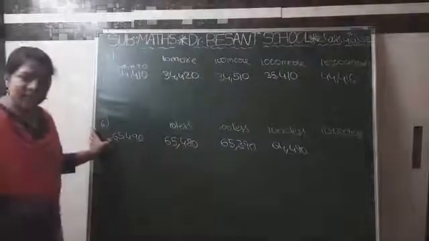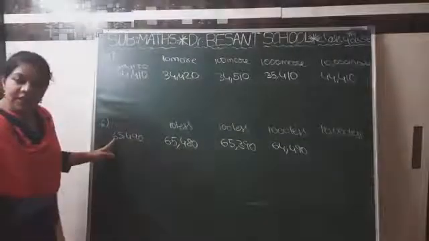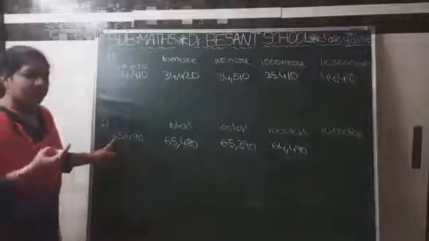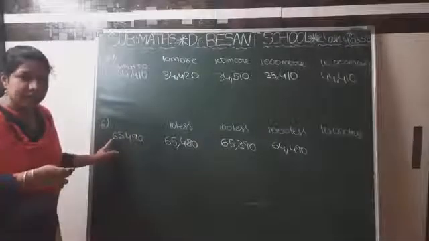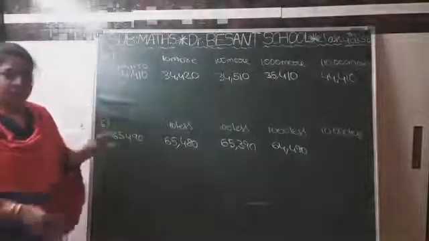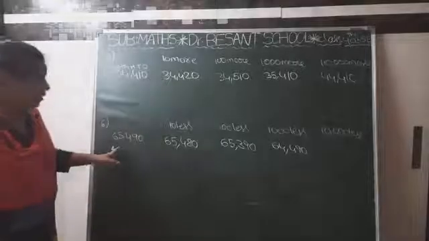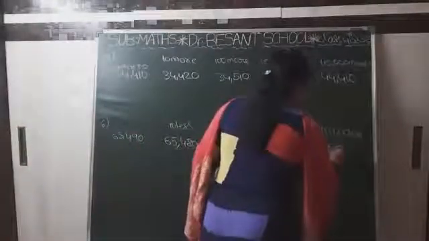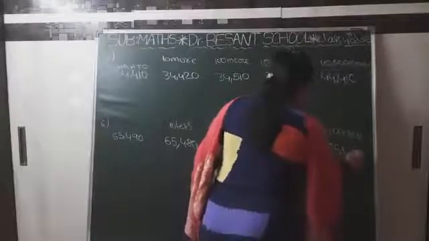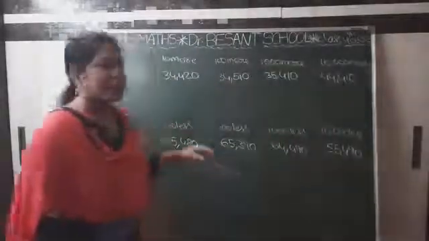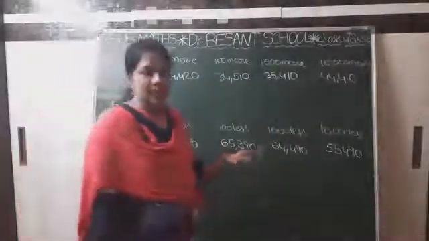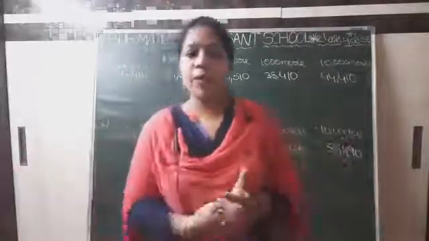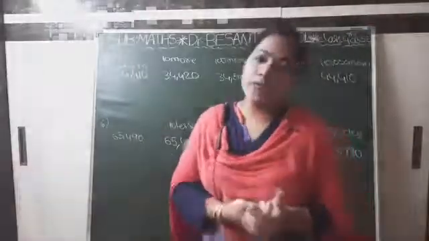Next one, 10,000 less. How many 10,000s are there here? Here, 6 10,000s are there. If we subtract 1 10,000, what will happen here? This 6 becomes 5. What will be the result? 55,490. Okay, all these are the more and less problems. Okay, children, I have explained one problem. The remaining two problems you have to do on your own.